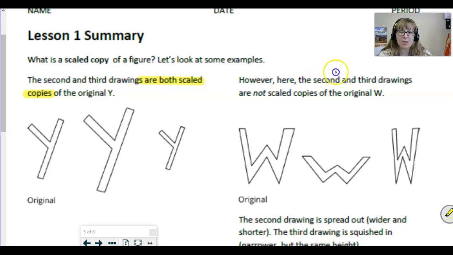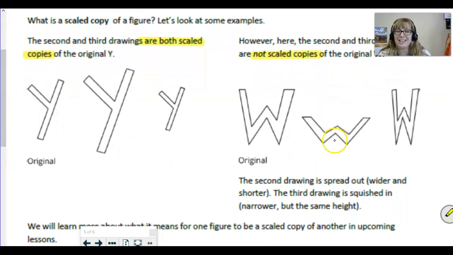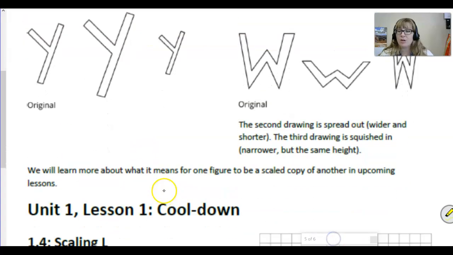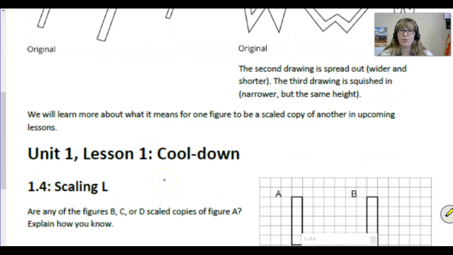However, and this is where it all starts coming together, here the second and third drawings are not scaled copies of the original W. Notice, as we continue to read on, the second drawing is spread out. It's wider and it's shorter. In this drawing, it's the same height, but we took that and we scrunched it together. It's a lot skinnier. So we squished it in. And these are not scaled copies. So it's a very visual thing. You can look at it and you can tell if it's a scaled copy or not. And we are going to learn more and more, that's what this whole unit is about, of what it means to be a scaled copy of another.